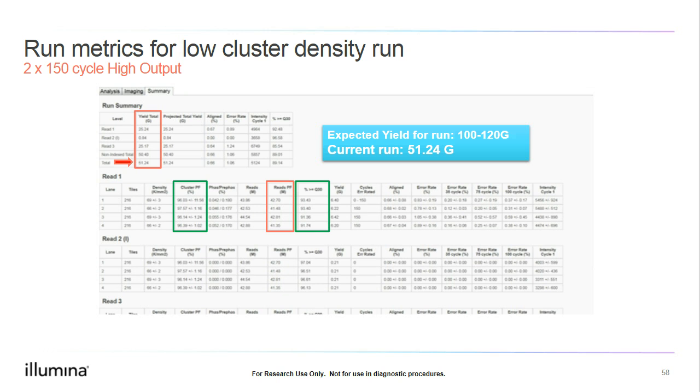So if you're unsure about a loading concentration, I advise erring on the side of underloading and loading less so that the run will still result in high quality data, just less of it.